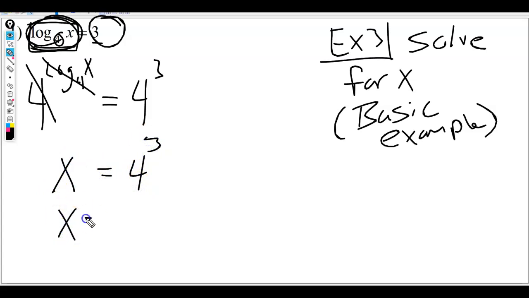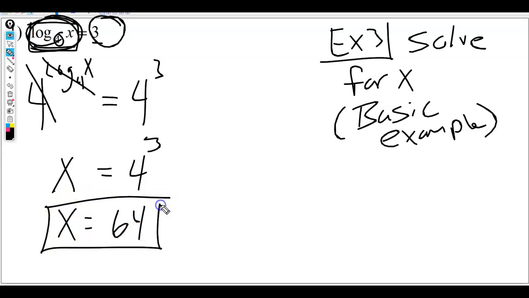4 to the third power, that means 4 times 4 times 4, which is 64, and there's our answer, and we're good to go. Okay?